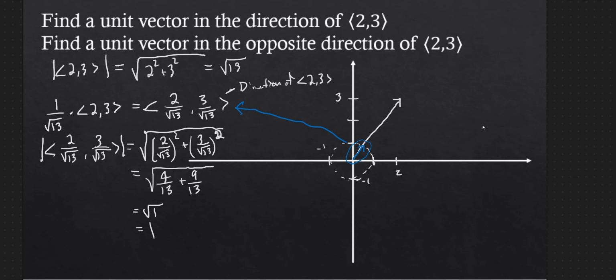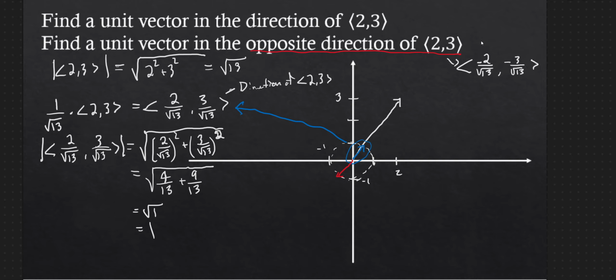Now, what if I want a unit vector in the opposite direction of <2, 3>? Let me draw this maybe in red. So here's the unit vector in the direction of <2, 3>. What if I want to go the opposite direction? All I have to do is scale it by negative one, which will just negate each of the components. So not too hard. The vector in the opposite direction, rather than 2 over square root of 13 and 3 over square root of 13, will be negative 2 over square root of 13 and negative 3 over square root of 13.